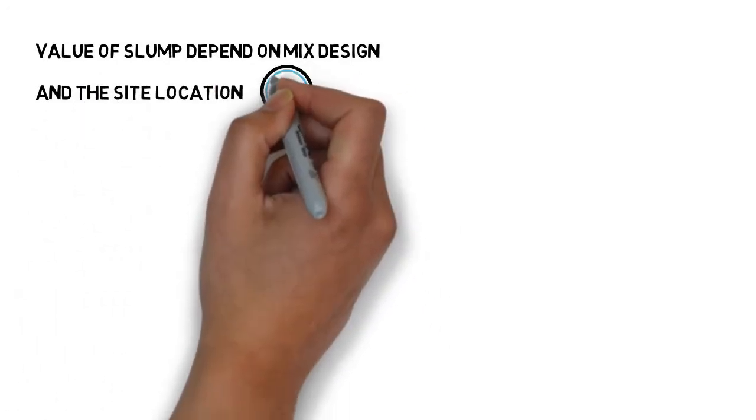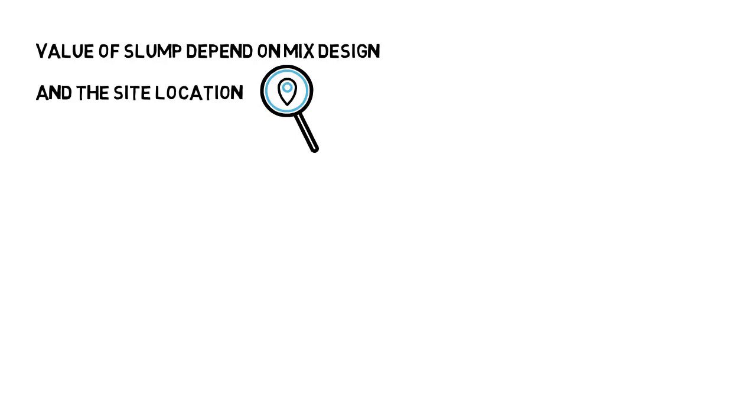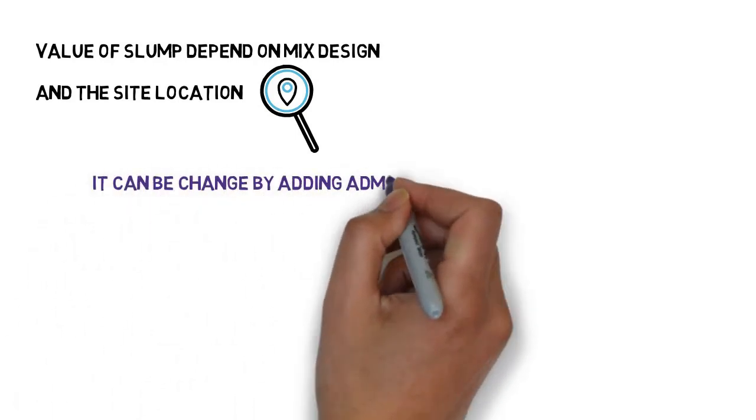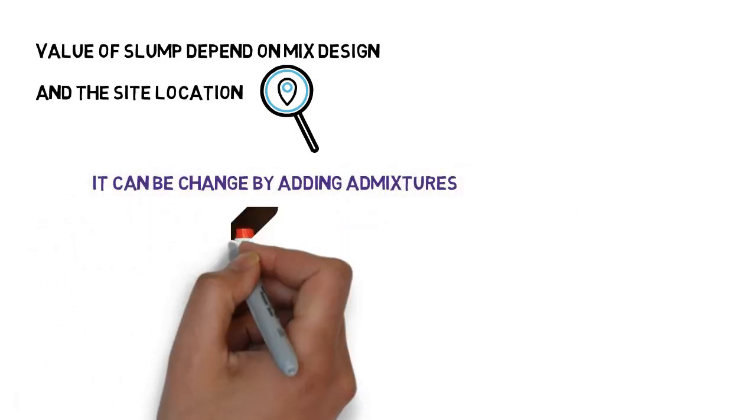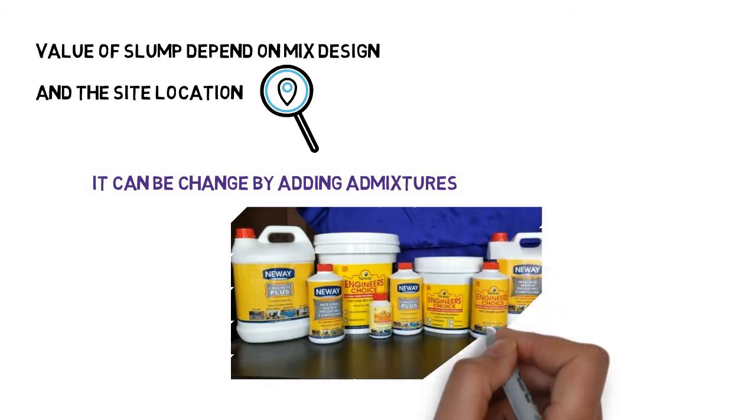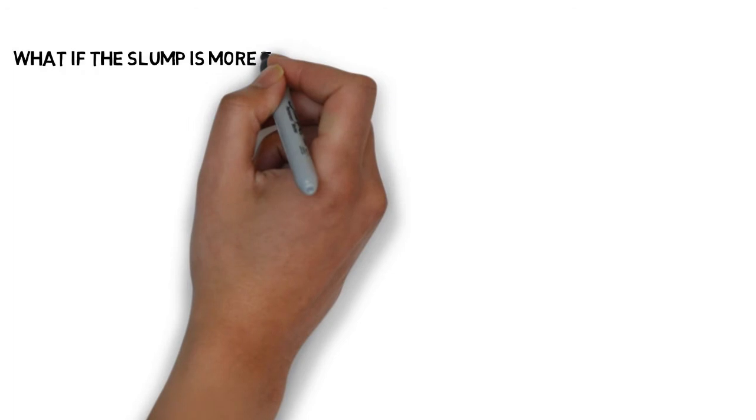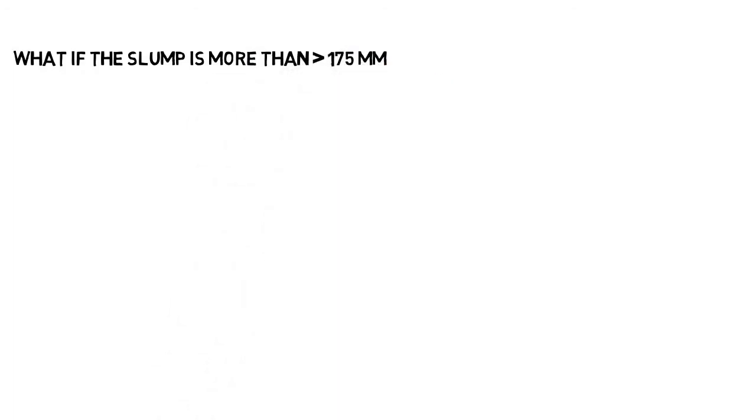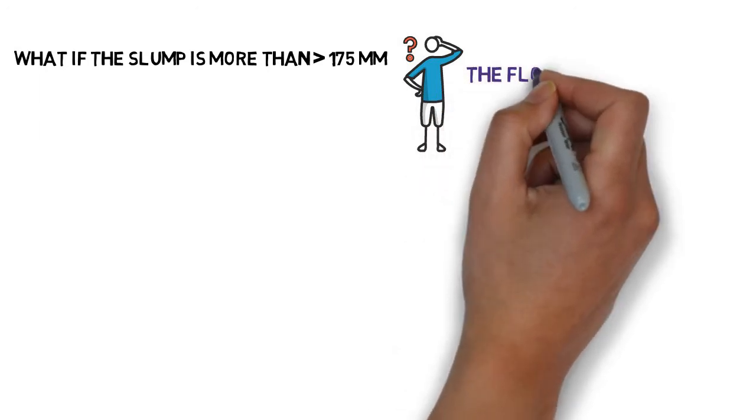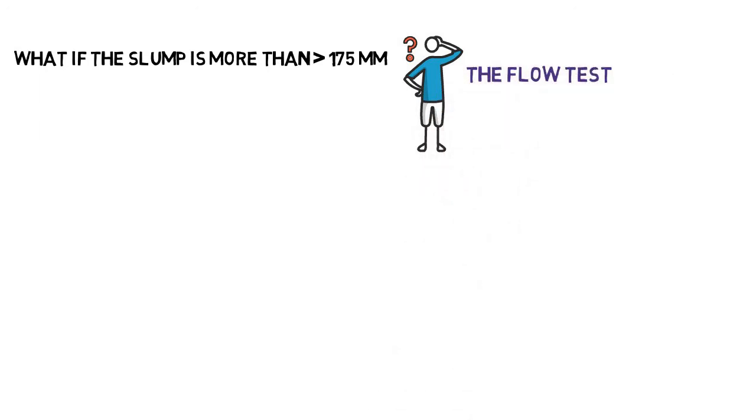Value of slump depends on the mix design and the site location. It can be changed by adding admixtures. What if the slump is more than 175 mm? Then we'll use flow test.